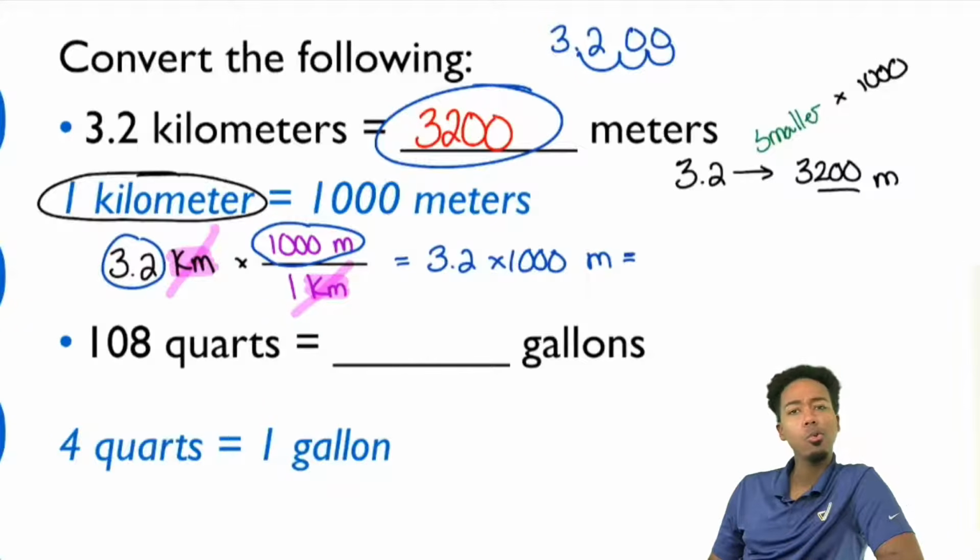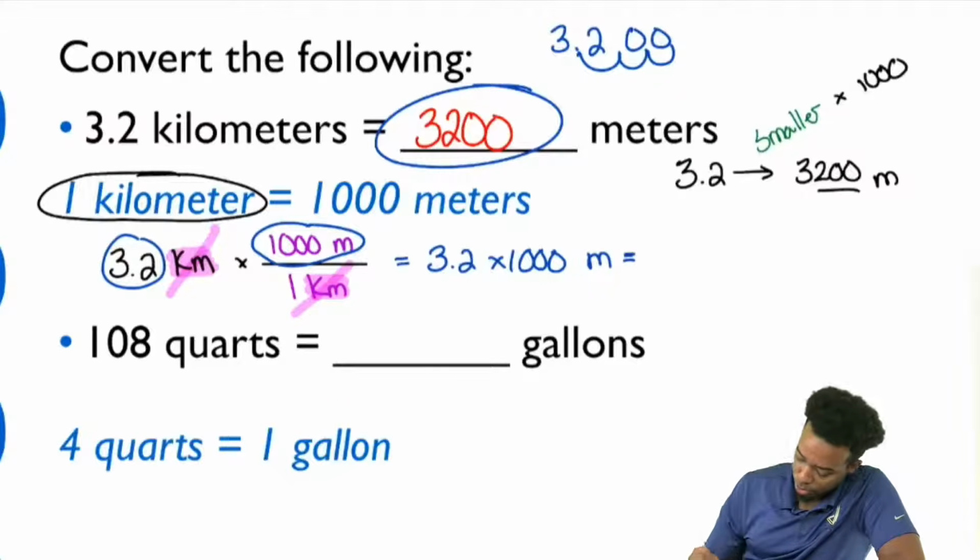Now over here, 108 quarts. Let's take a look at this next one here. 108 quarts is how many gallons? Well, we have our conversion rate. 4 quarts is 1 gallon. We're going to use that to our advantage. So here we go, 108 quarts.